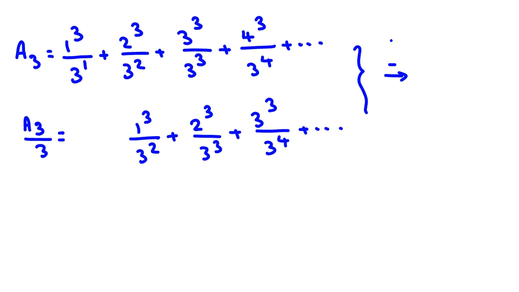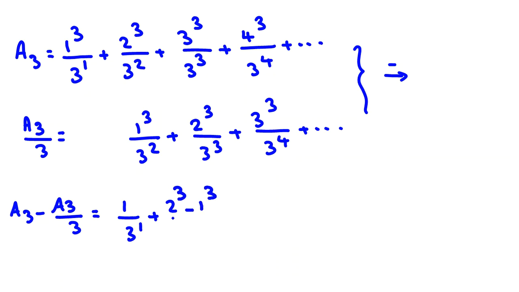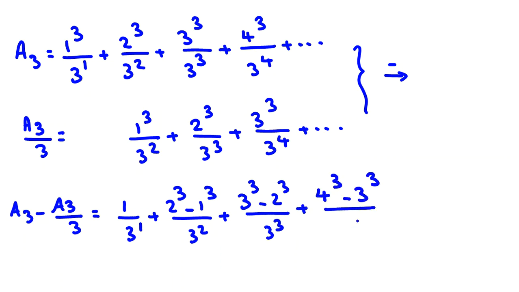So here, if we subtract the first one minus the second one, it will be A3 minus A3 over 3. The first one is 1 cubed, or you can say 1, over 3 to the 1. The next one, both denominators are 3 squared, so we write 2 cubed minus 1 cubed over 3 squared. The next one, 3 cubed minus 2 cubed over 3 cubed. Now, the next term is 4 cubed minus 3 cubed over 3 to the 4, and so on.